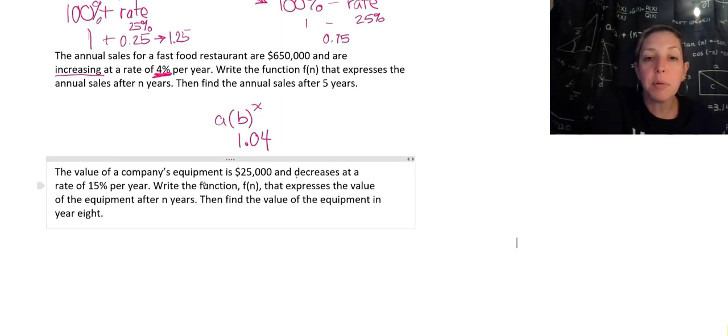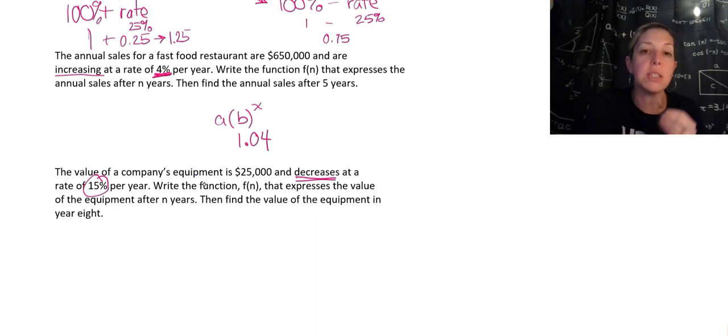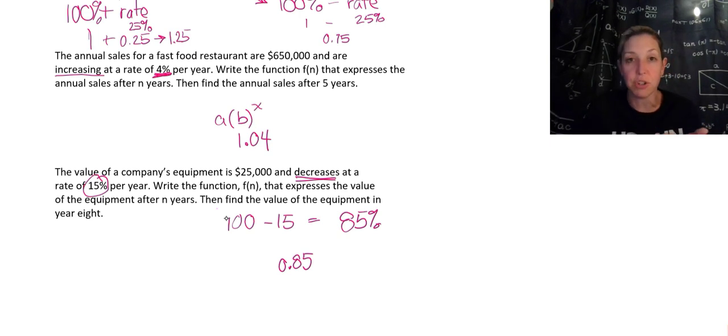The next example tells you you're decreasing at a rate of 15%. This, again, some of you were putting just 0.15 in for your functions. You have to do that 100% minus 15%. That means you're going to have 85% left, so 0.85 would be the rate that you would need to use in your function.